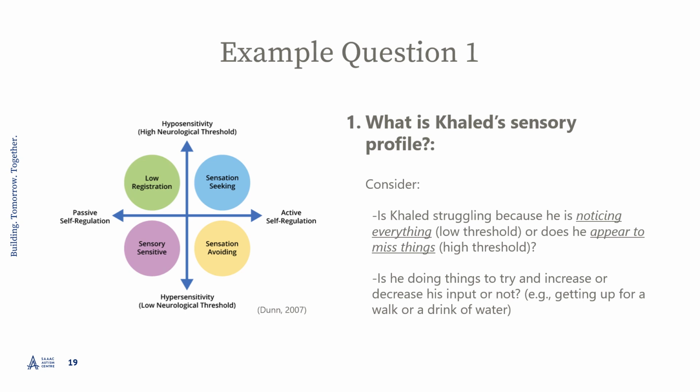There are a couple of questions you can ask yourself when you're trying to figure out what someone's sensory profile might be. The first is, is the person struggling because they are noticing everything, meaning they have a low threshold? Or are they struggling because they appear to miss things, meaning they have a high threshold? The second thing to ask yourself is, is the person doing things to increase or decrease their input or not? These two questions will help you place someone along the quadrants.